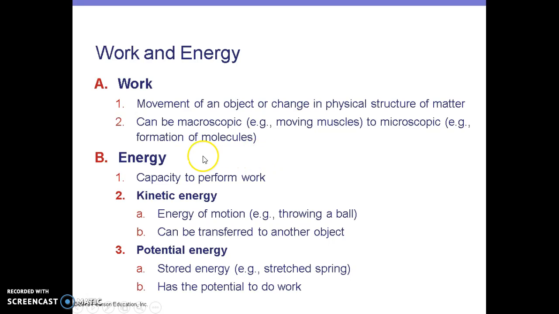A little bit about work and energy. Work is the movement of an object or a change in the physical structure of matter. So it can be contracting your muscles to move, or it could be microscopic, such as the formation of molecules. Energy is the capacity to do work, and there are two kinds of energy, the energy of motion and the potential energy. In our body, we talk a lot about potential energy because the nutrients we eat have potential energy. It is stored energy.